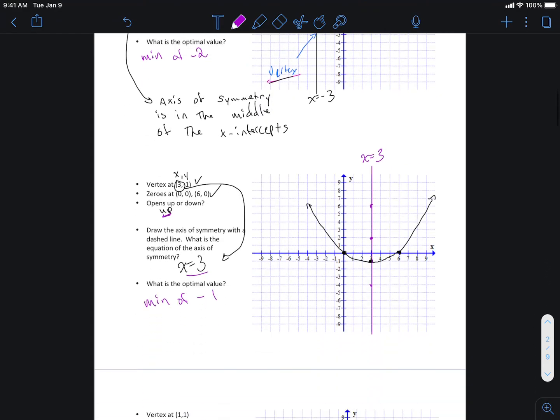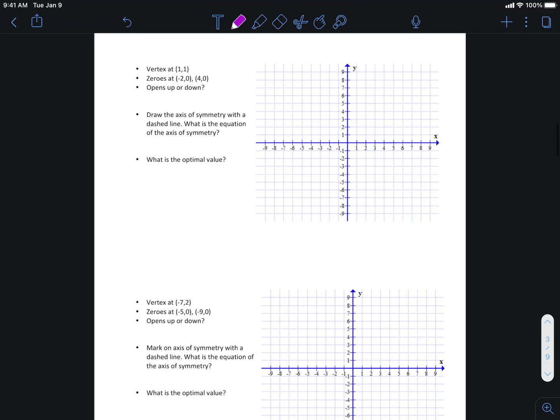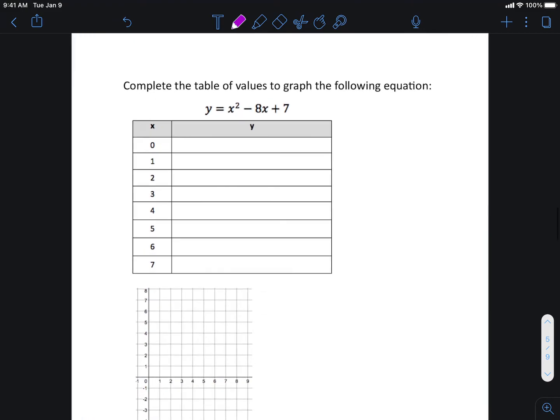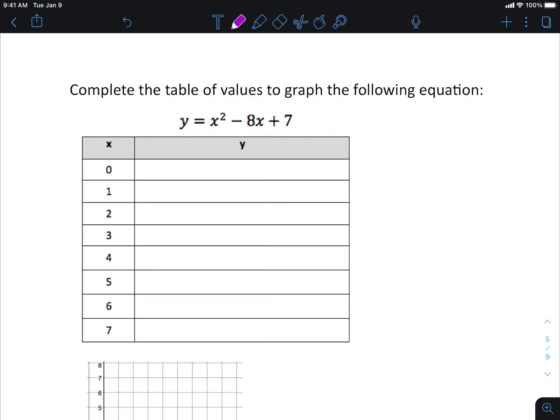So what I want to show you, and I'm going to leave those two for you to do as homework, is down here. I'm going to teach you something new. New, but not new. You know how to do this too, actually, because we kind of did it yesterday.